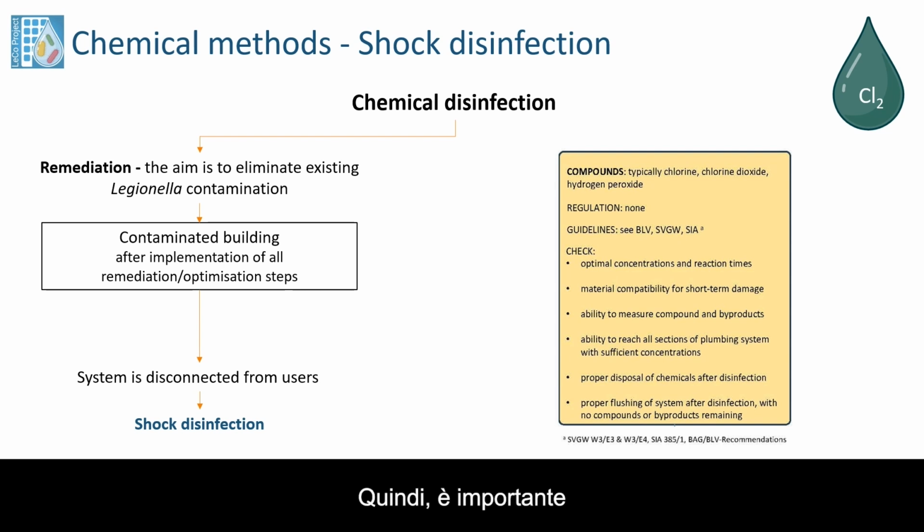Also, it is important to keep in mind that not only the compounds that you use have a health risk or environmental impact, but also their byproducts. So it's important to measure for the compounds, but also for the byproducts, and in the end, to properly dispose of them. Very important is that building plumbing systems are very complex, and often not all sections are reached.